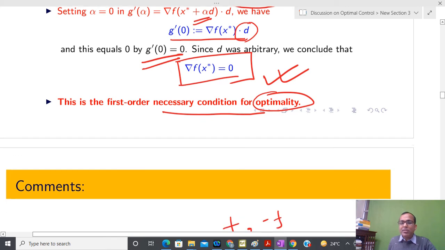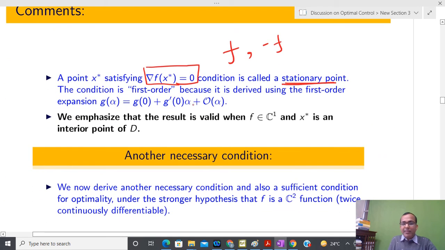What is the meaning of first order here? I am assuming that in this Taylor series expansion, the first order term dominates over all higher order terms, and due to that reason this is called first order expansion. And please be careful that we are assuming that function f is at least one time differentiable and x star is an interior point of the domain D.